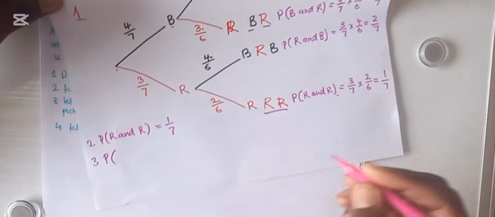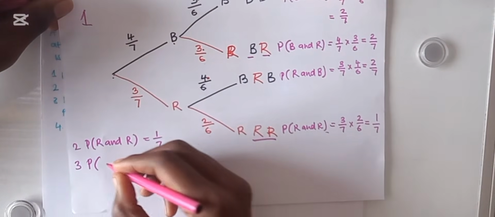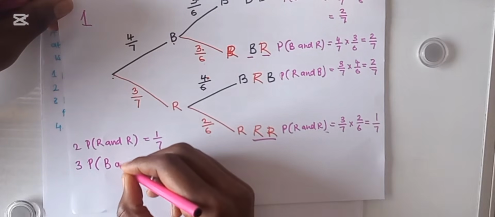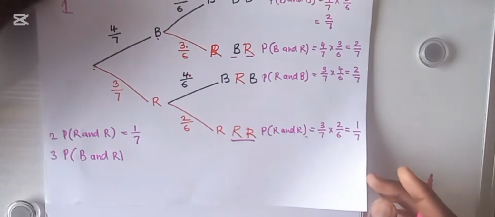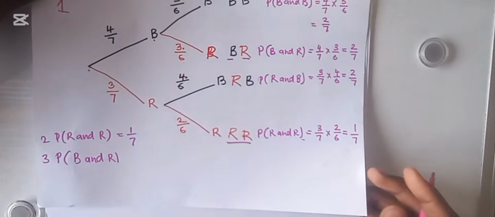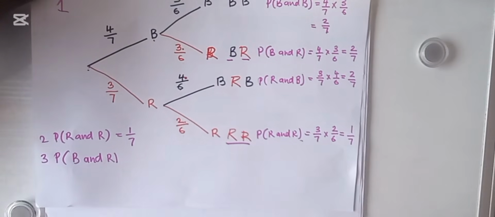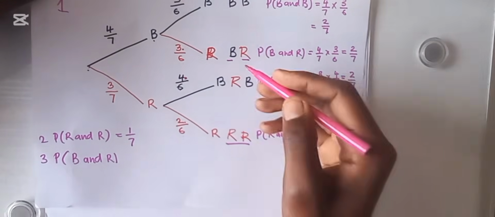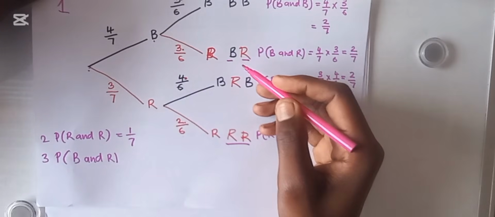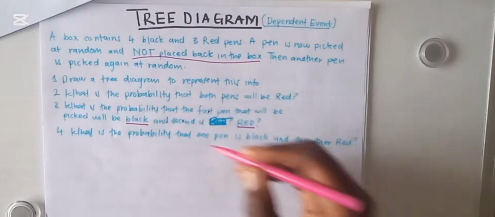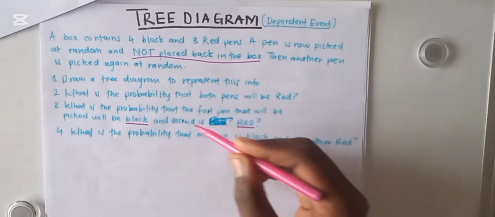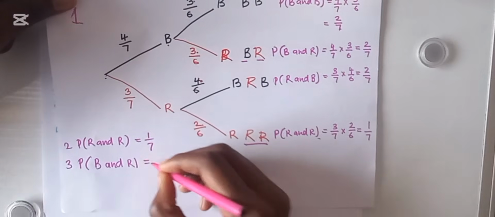So this one is the same as the one they're asking for, the probability of black and then red. Pay attention to this one. They didn't say the one that is black or red. If they said, like in our last question, that they want the probability of the one that is black or red, we would take these two. But for this one, they specify that they need a black first and the second one red. So which is that one, and the probability is going to be what? 2 over 7. Does that make sense?